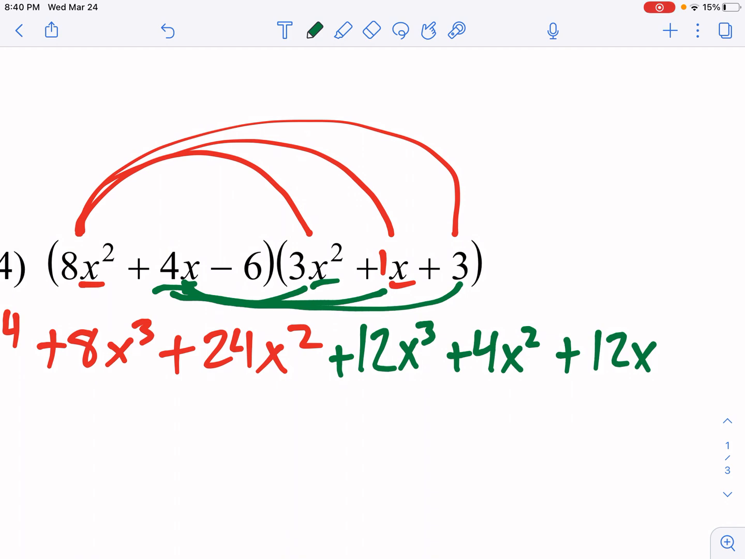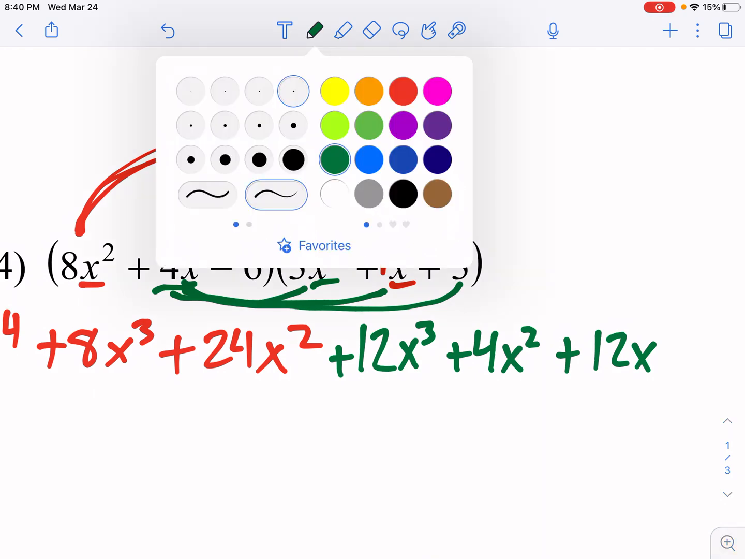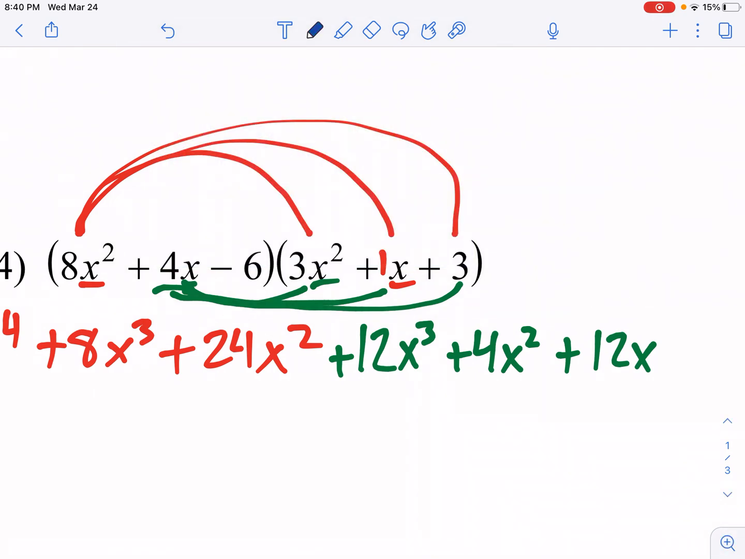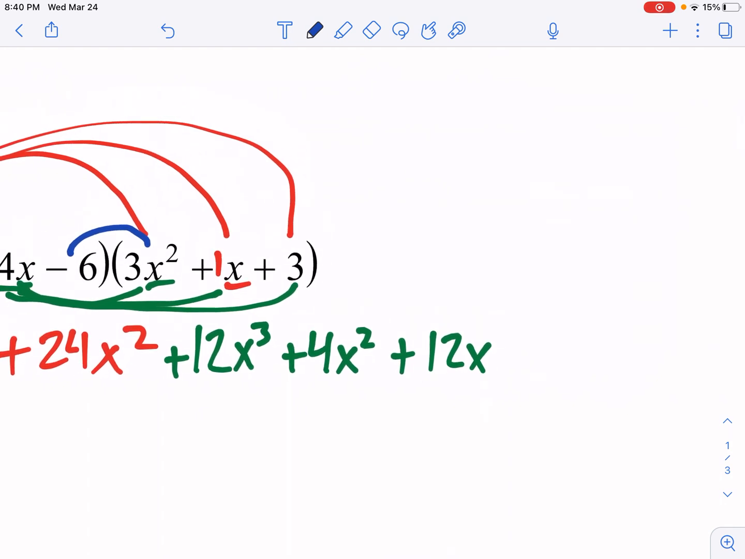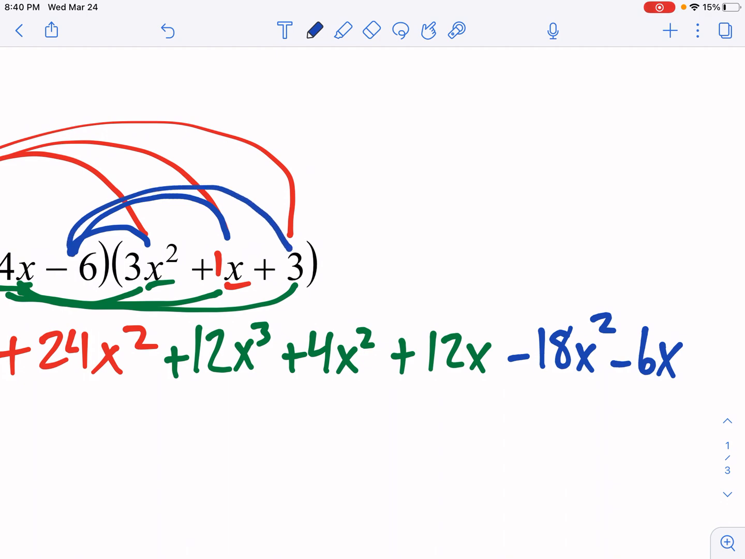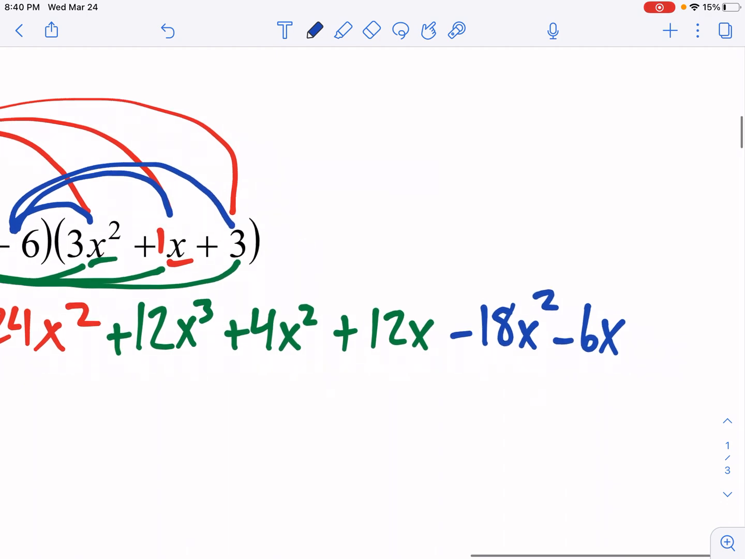Okay? And then that's the thing, though. Earlier, we only had to multiply that twice, and then we were done, right? Well, notice we still have the minus 6. So we're also going to multiply the minus 6 to everything, okay? So a negative 6 times 3 is a negative 18x squared. And then a negative 6 times our positive 1x here is a negative 6x. And then a negative 6 times 3, we get negative 18.